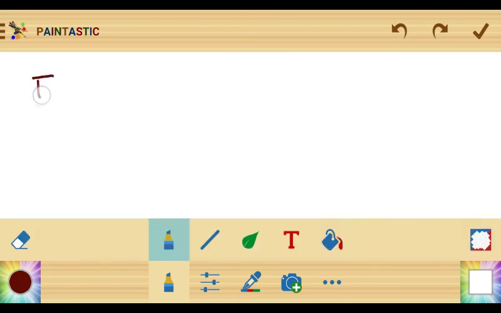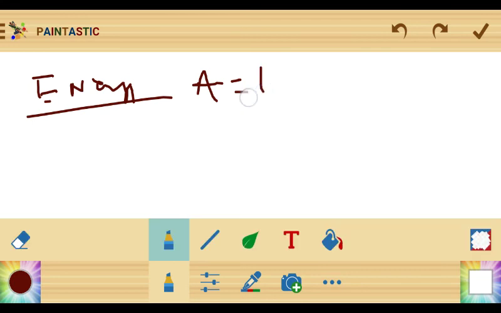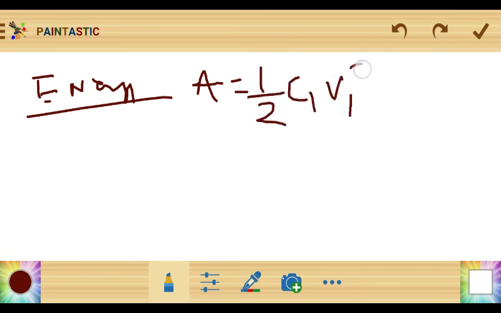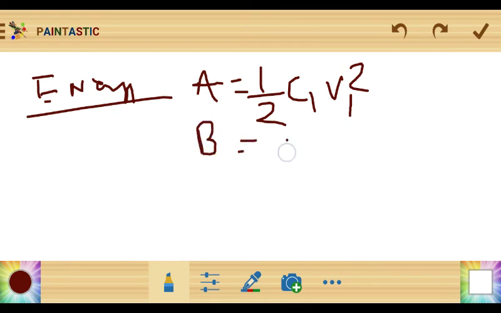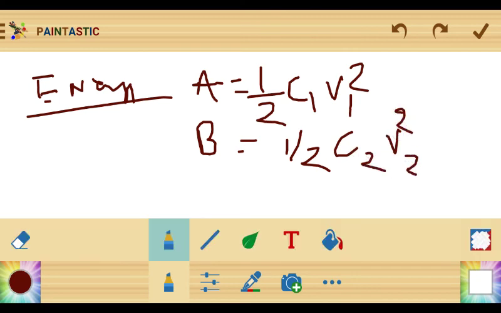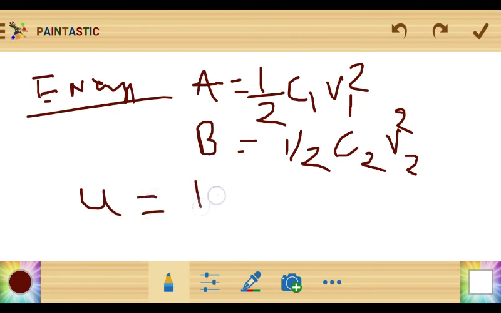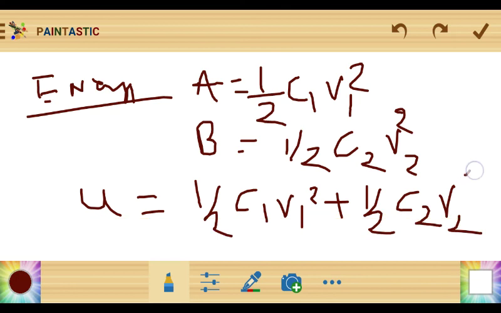Now energy conservation. So for the energy of a capacitor, we have three different formulas. The first one, let's say for A, the energy before joining is half C1 V1 square when the conductors are not joined, and for B the energy is half C2 V2 square when they are not connected. So the total energy will simply be U is equal to half C1 V1 square plus half C2 V2 square.